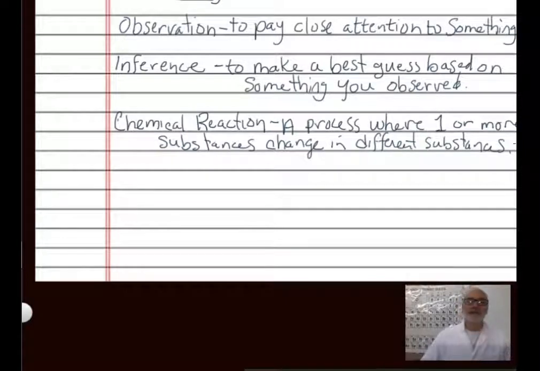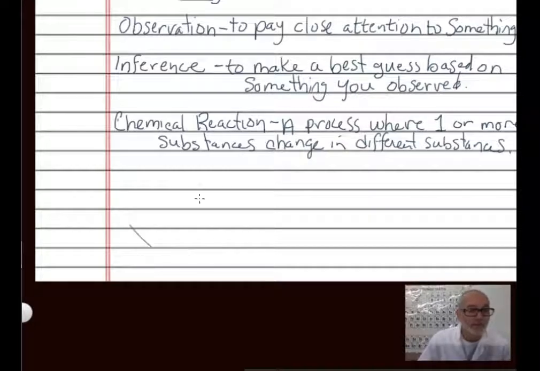Substances. Okay? A process where one or more substances change into different substances. When you see a firecracker blowing up, basically what's happening is a chemical reaction. Some molecules, which are sitting there safely, we add heat to it, and they change into something else, which allows it to be explosive. Okay? Chemical reaction.